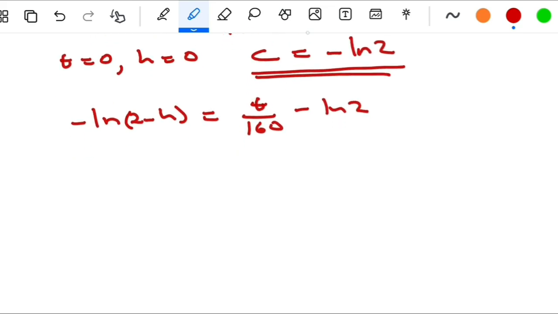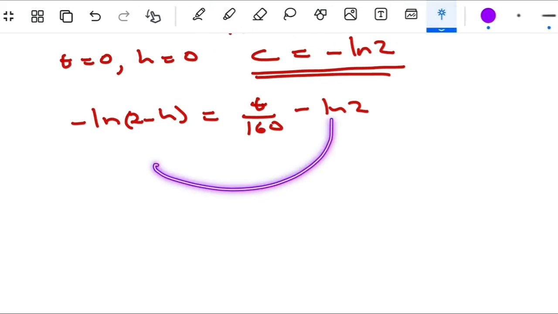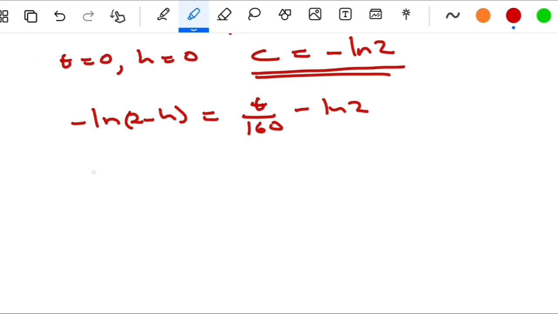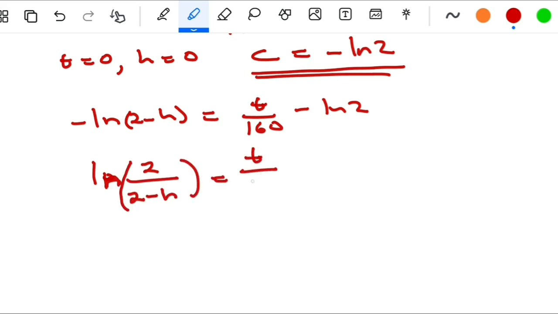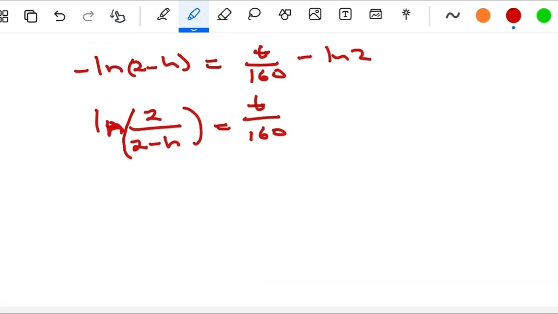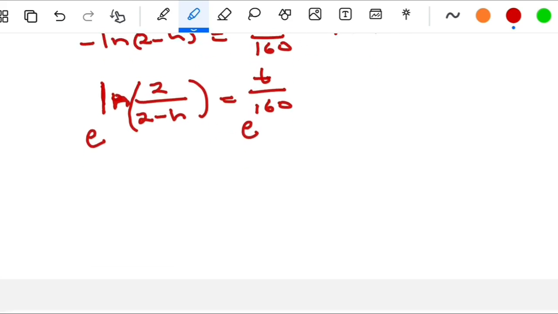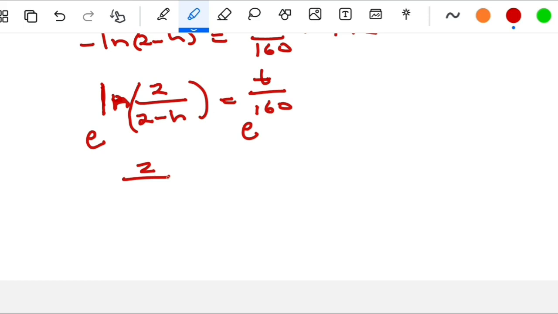Now we need to simplify that one. We can take this one to the side and it's going to be plus. So by laws of logs, it means it's going to be log, which is ln in this case, 2 over 2 minus h equals t over 160. Okay, having that, we can apply e to both sides. So we're going to get 2 over 2 minus h equals e to the power t over 160.